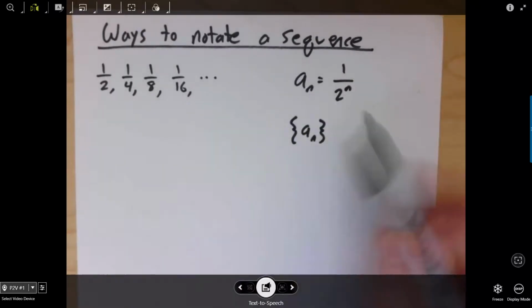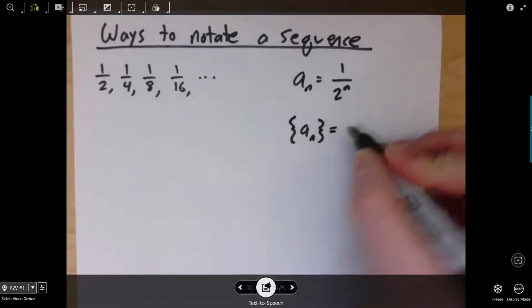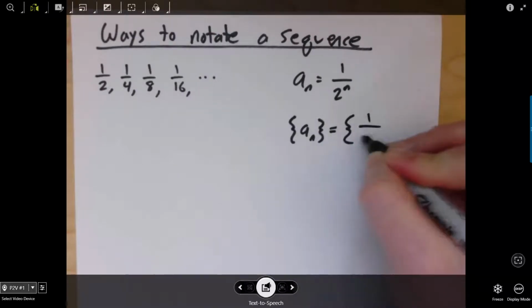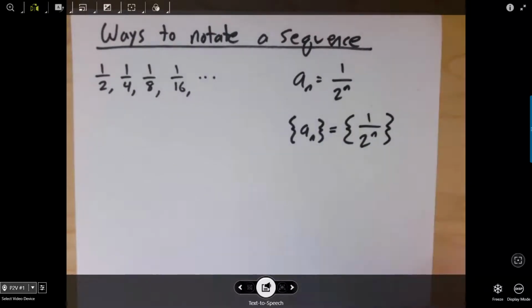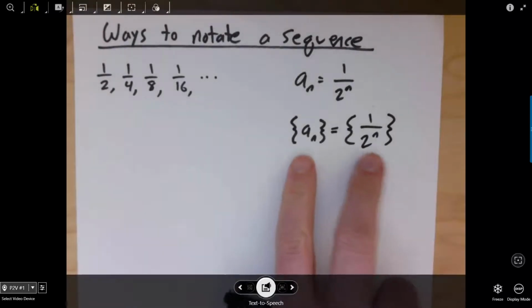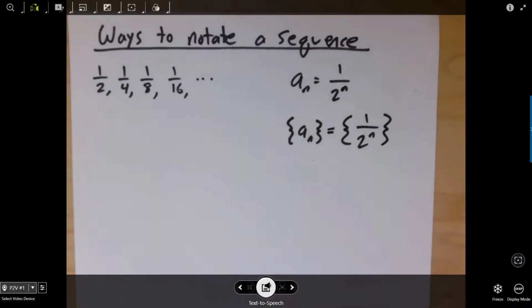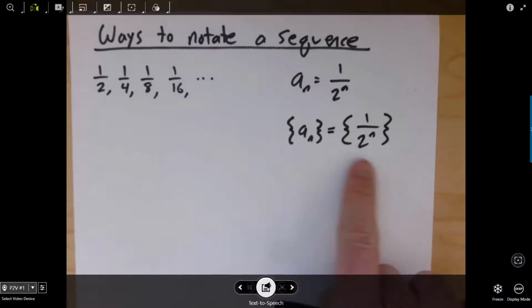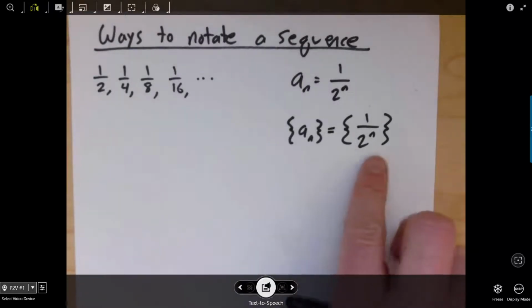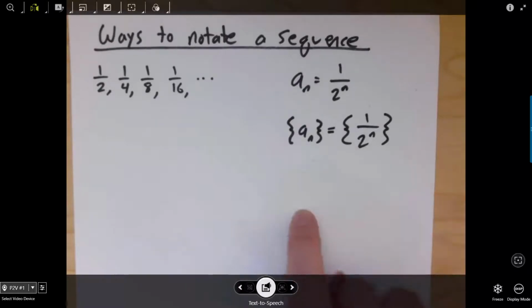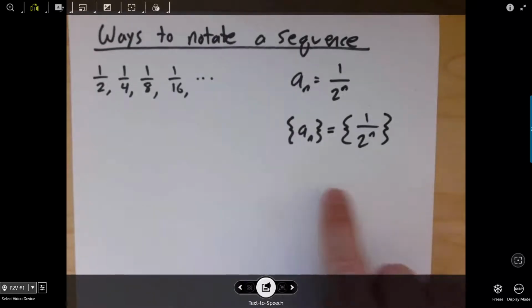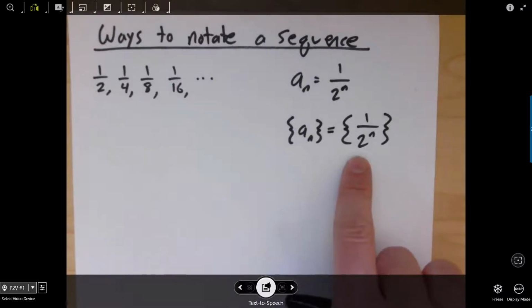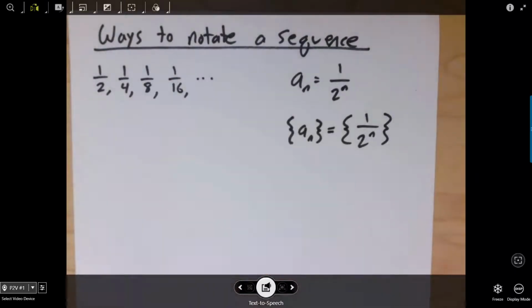If you include curly braces, usually that's intended to imply this is shorthand for the entire sequence. So if I were to write it with the curly braces, we're not just talking about the nth case, we're really talking about 1/2, and then 1/4, and then 1/8, and then 1/16. So this is a notation that refers to the entire sequence.